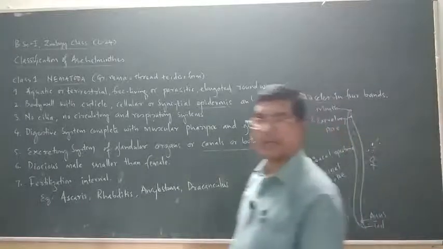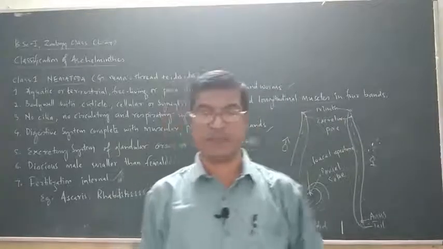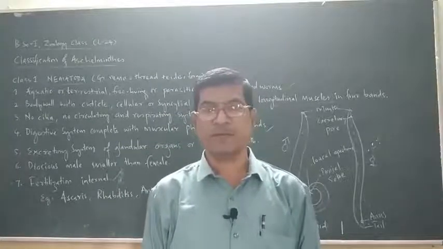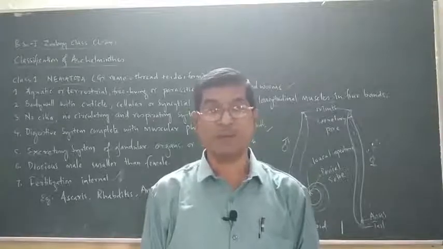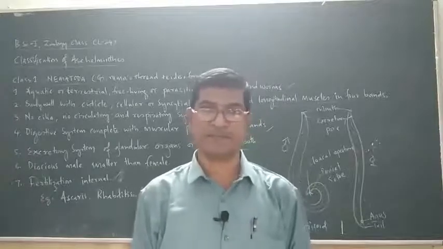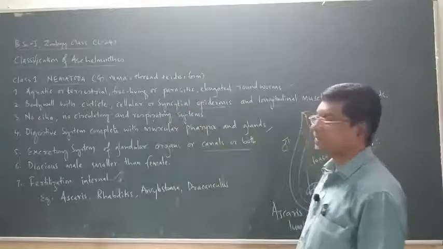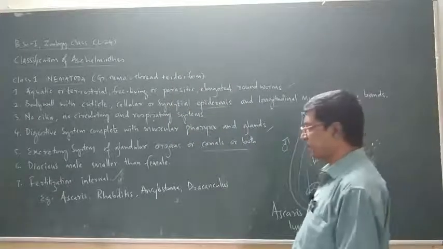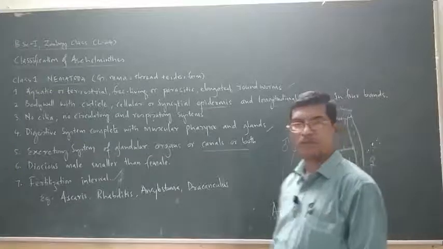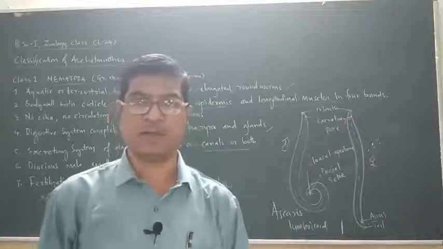Fertilization is internal, not external. At the time of fertilization, the male releases the male gametes into the female genital tract. Thus, internal fertilization takes place. The examples for this class are Ascaris lumbricoides, Enterobius, Ancylostoma, Dracunculus. These are a few examples of this class.